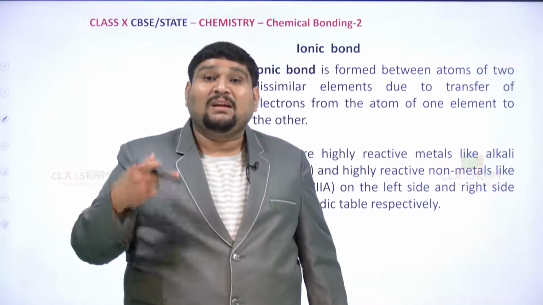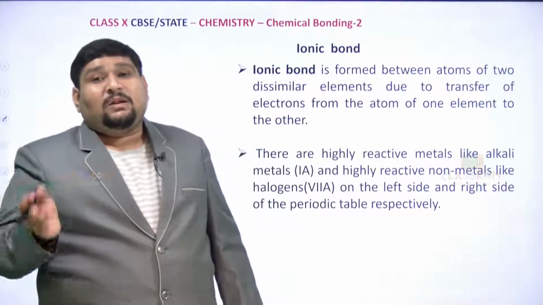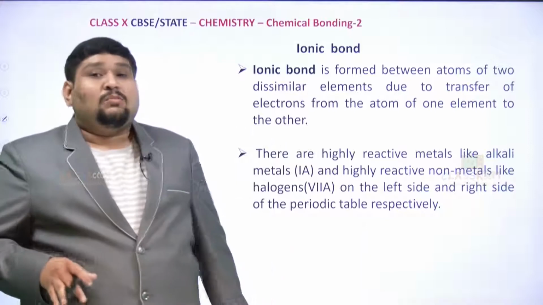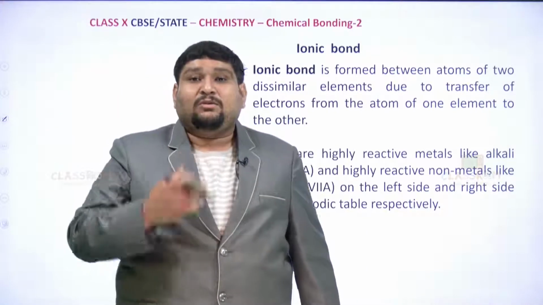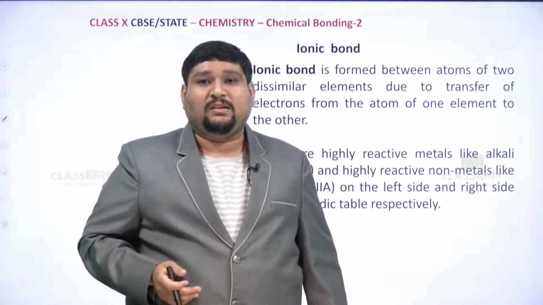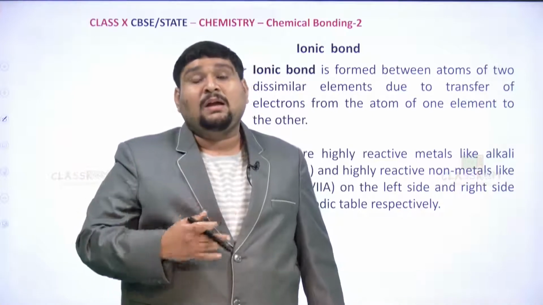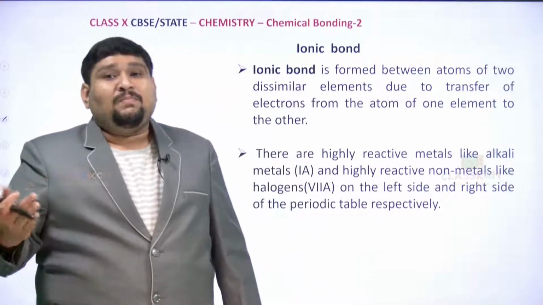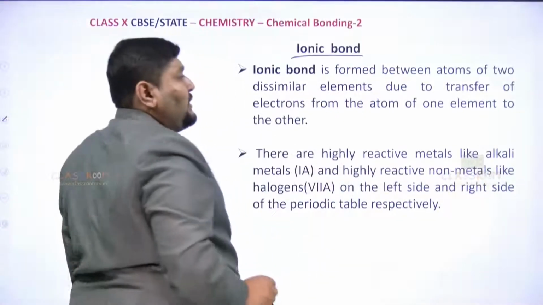Basically, we classify chemical bonding into two types: ionic bond and covalent bond. First, we are going to discuss the ionic bond in today's session. Let's see what an ionic bond is, how it forms, and go through some examples. So what is an ionic bond?